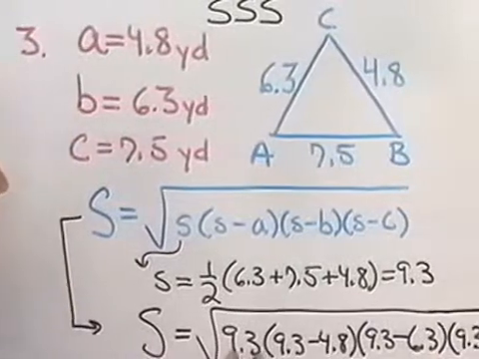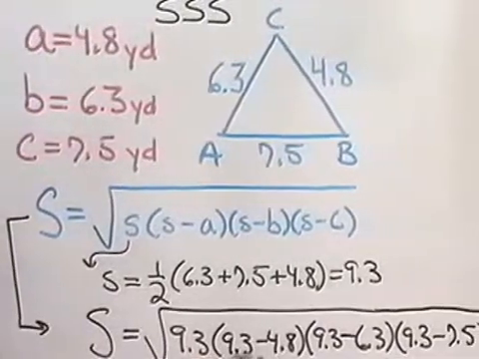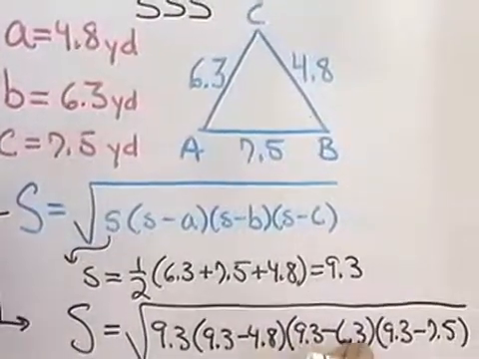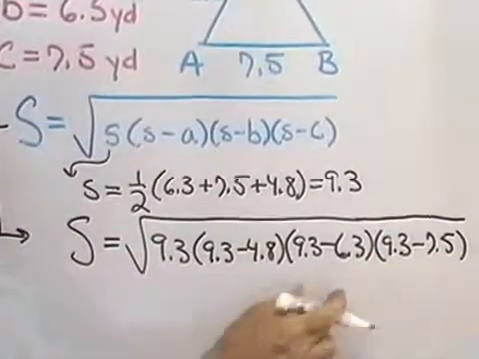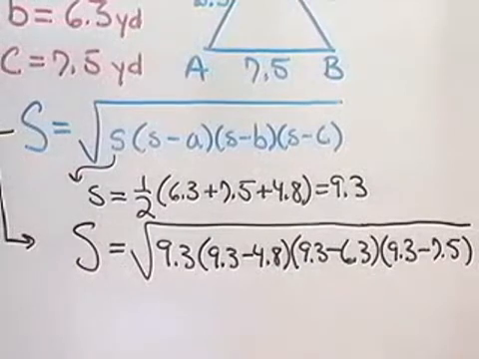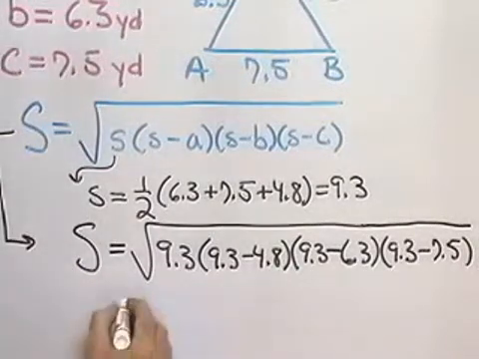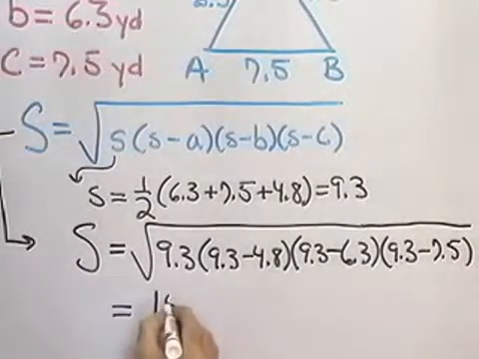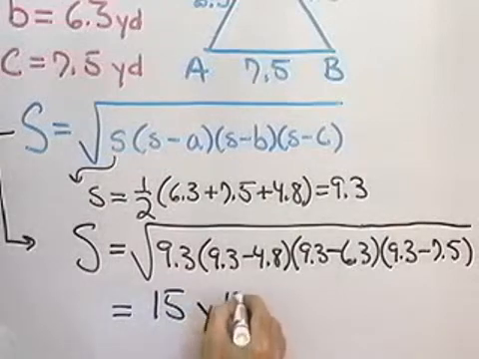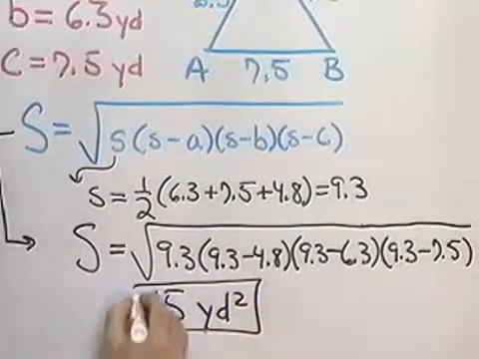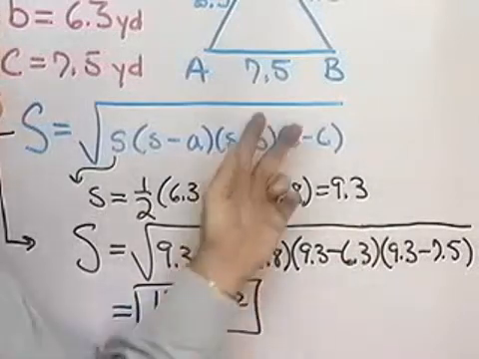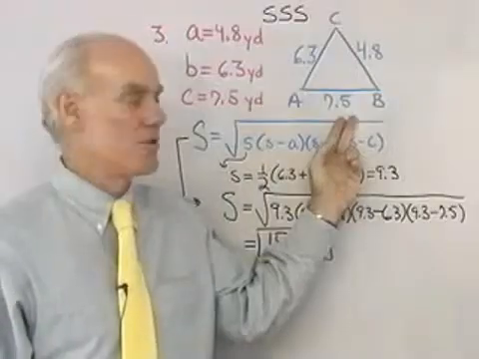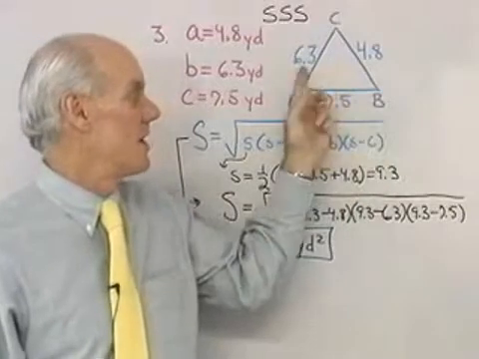So I have half the perimeter times that number minus one side, that number minus the next side, that number minus the third side. So it's a real simple formula. Once you have half the perimeter, I substitute in for those numbers, and I end up with, rounding off, 15 square yards. So if I do all this on the calculator, work it all out, I end up with 15 square yards.